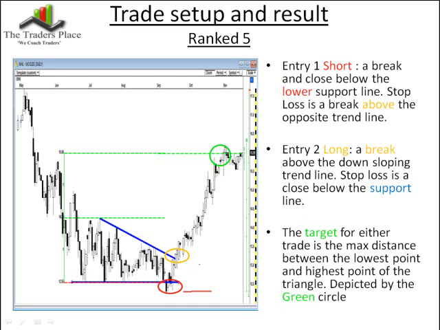The target for either trade would have been the maximum distance created by the triangle pattern. And we can see again extended into the future by the green dashed line and the green circle, and we can see Woolies went exactly to that target level, broke slightly higher, then pulled back.